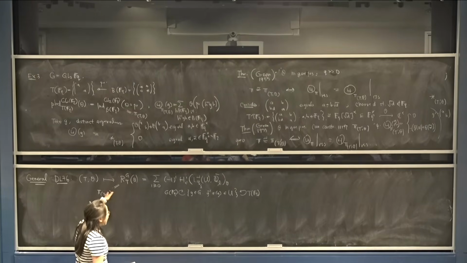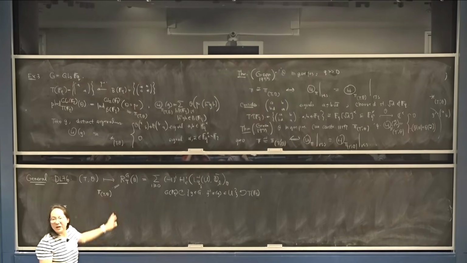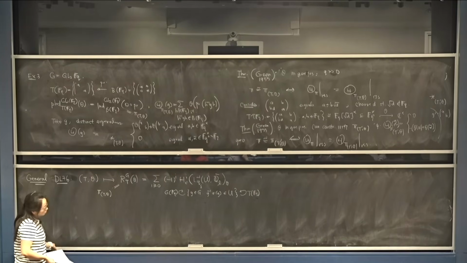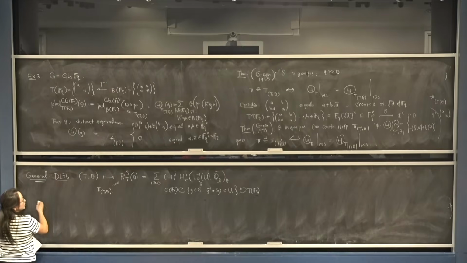And so actually even to this day, outside of special cases, one actually doesn't know how to define pi T theta without using geometry. So in GLN you can do it, in Sp you can do it, and a couple of other examples you can do it. But in general, this is the only known way to get at these representations.